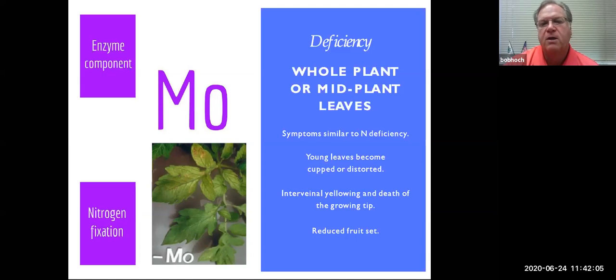But it's just required in very, very small concentrations, and also would be a crop that would be deficient up at the top. But to be honest with you, in a normal situation, I never remember seeing a leaf tissue sample come back where we were deficient in molybdenum.